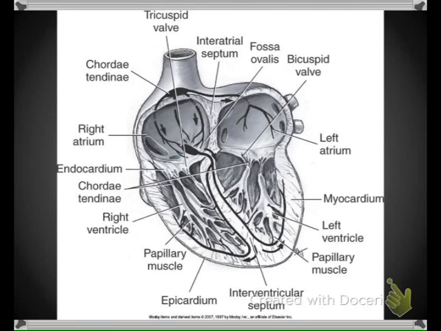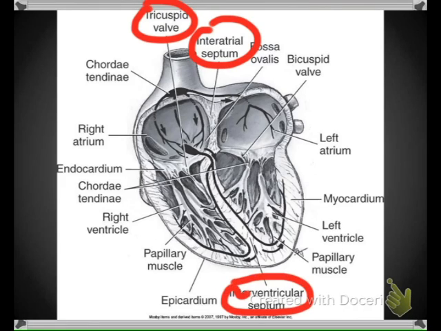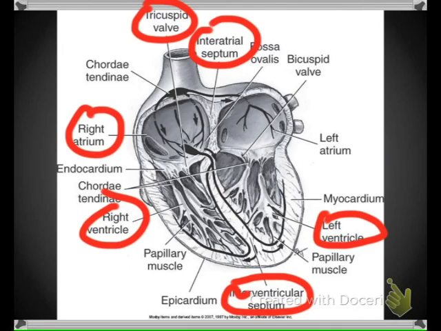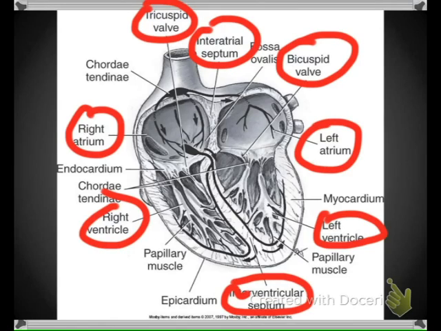What I would like you to keep in mind here and memorize is the tricuspid valve, the interatrial septum, the interventricular septum, left ventricle, right atrium, left atrium, bicuspid valve, and also the myocardium. Be able to show me or understand the difference between the myocardium of the left ventricle and the right ventricle, and how they are so much different.